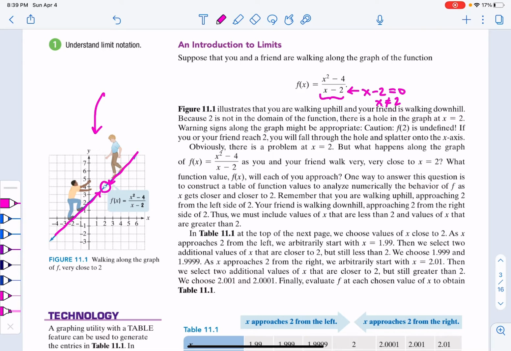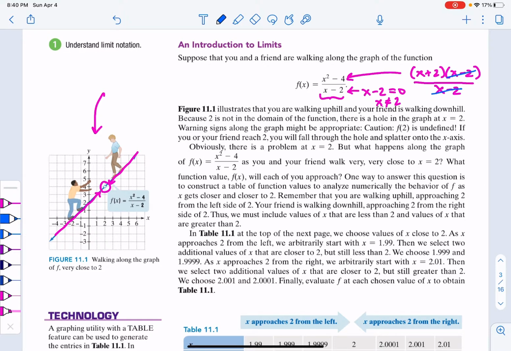The reason this one was a hole is that if you factor the top of that fraction, you get (x plus 2) times (x minus 2). On the bottom, you have that x minus 2, which is a common factor. The x minus 2 would cancel out, and it looks like there shouldn't be any issue with your graph. But there is an issue: there's a hole in your graph. So what a limit is going to do is try to figure out what the value of this function is at x equals 2.